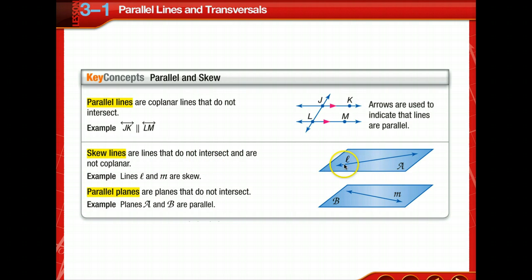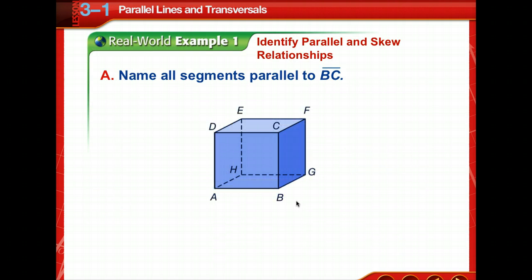So notice that line L is in plane A and line M is in plane B. So they're not on the same plane. They don't intersect. They're not coplanar, so they are skew. Now parallel planes are planes that do not intersect. Plane A and plane B are parallel. If segments or rays are contained within lines that are parallel or skew, then the segments or rays are parallel or skew. So let's look at some examples.